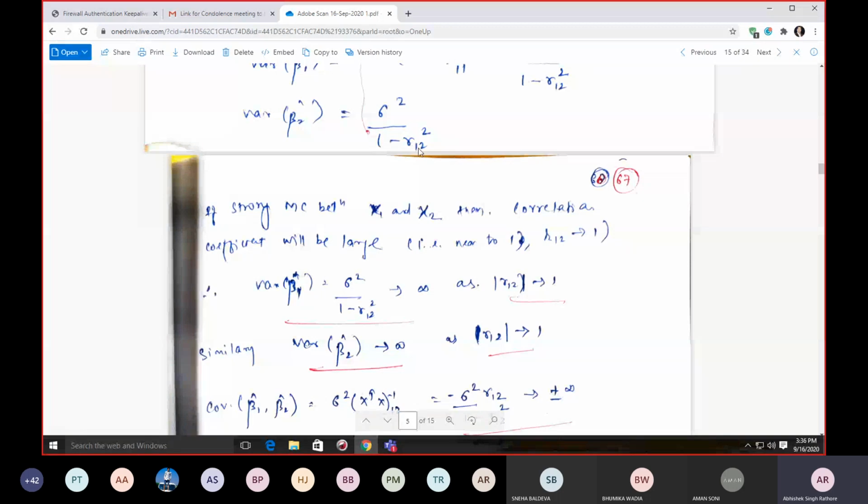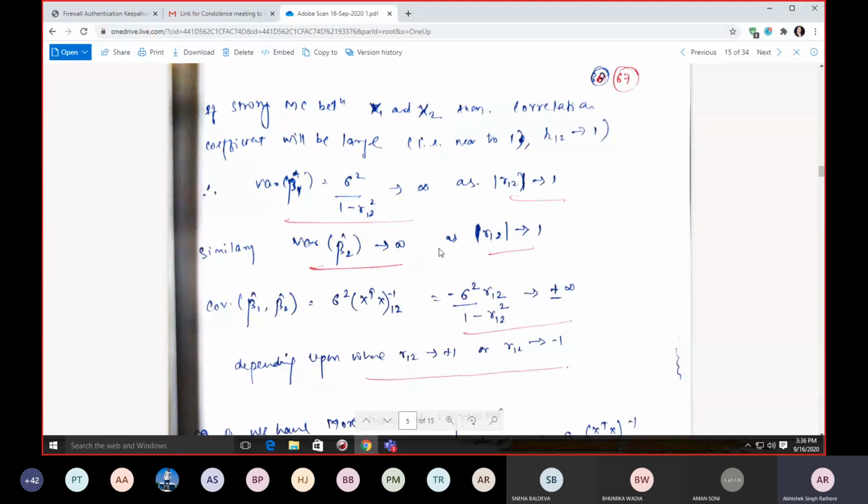When it is tending towards 1, or is equal to 1, we get 1 minus 1 over here, and so we get infinity. So when we have a strong multicollinearity between the regressor variables, this correlation between x1 and x2 is moving toward 1. And when the value is equal to 1, it means we have a strong correlation.